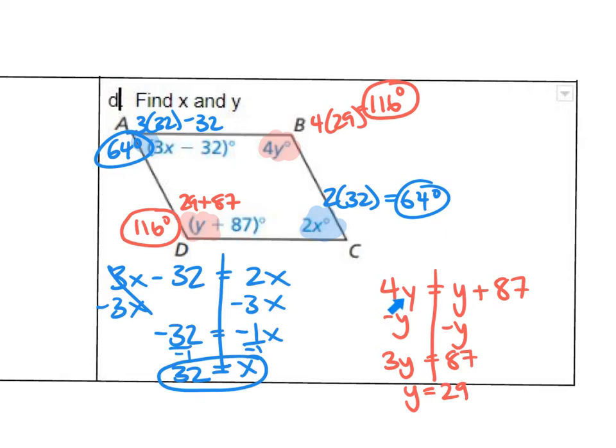Angle B is 4y, angle D is y plus 87. Subtracting the y, getting 3y equals 87, getting y by itself, 29. For both angles, I get 116 degrees. So again, opposite angles are congruent.